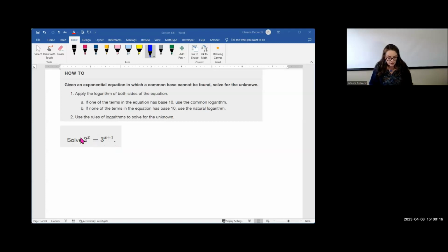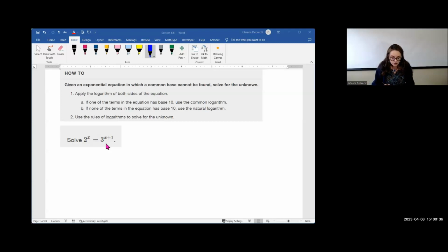When we're looking at this, we tend to look at the bases and see if we have either a base 10 or a natural log. If either one is a base 10, we might use the common log, base 10. Otherwise, we tend to use natural log.